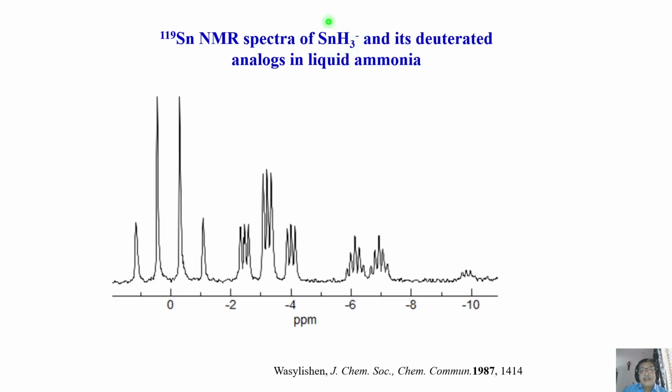There is one possibility, SnH3 minus, where everything is protonated. Or one may be deuterated, SnH2D. Two may be deuterated, SnHD2. Or all three protons can be deuterated, SnD3. So there are four different types of isotopomers possible because of substitution of deuterium. Four different types of molecules you can think of.